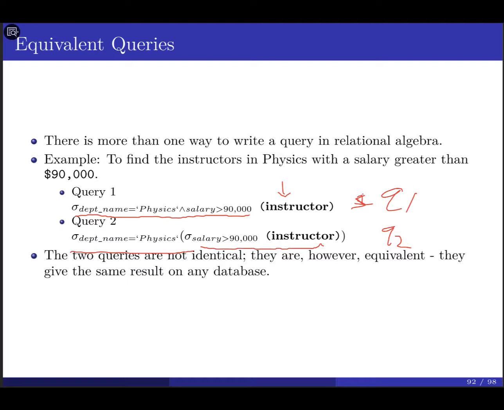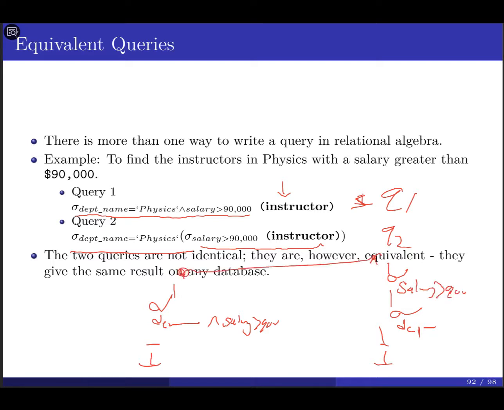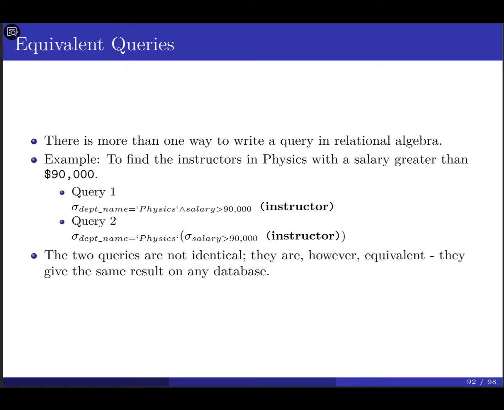If you look at more details, from the instructor here, and there, where the department name is whatever and the salary is greater than 90,000, you get the result. Or you ask for the instructor, perform the selection on department first, then after that perform the selection with the salary greater than 90,000. At the top, you get exactly the same result. That's why we say they are equivalent, but not identical.